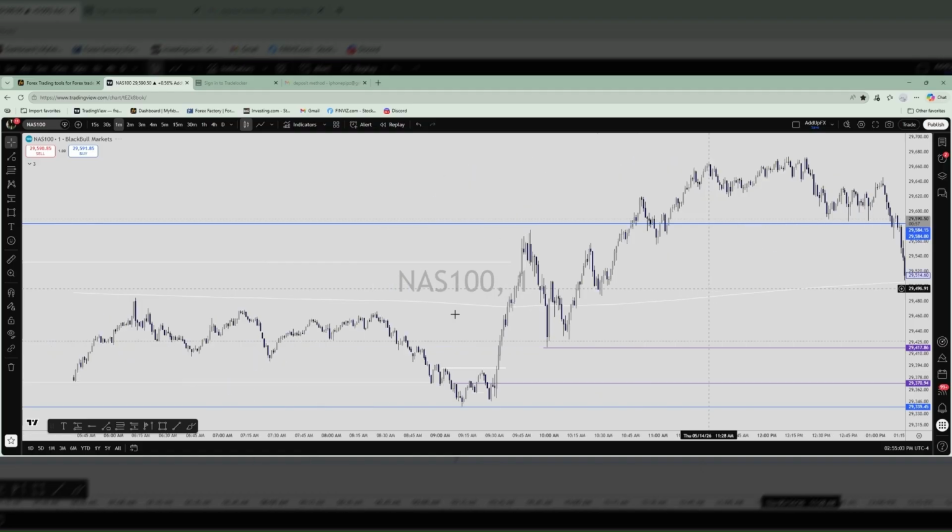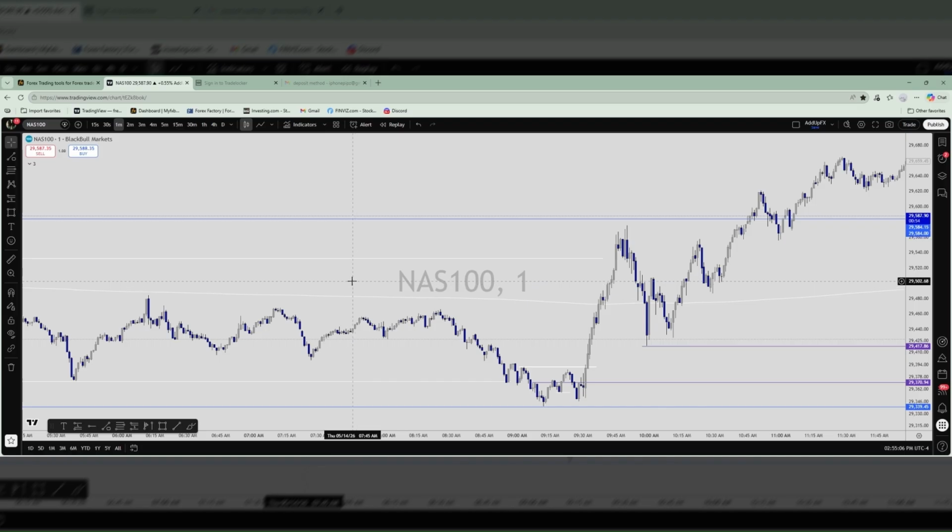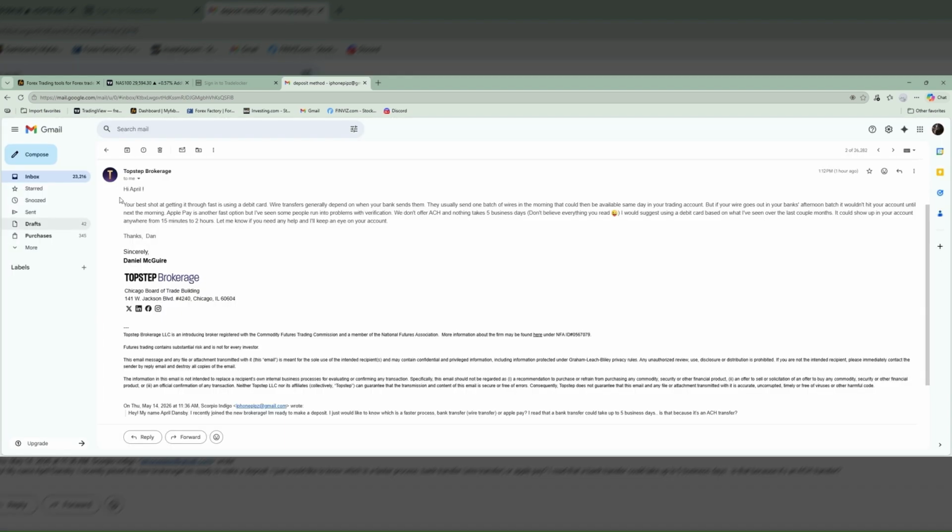So that was today for real. In other news, I got approved for Top Step brokerage, and I asked them what was the best method to do my deposit, and they were saying debit. So I pulled that up, and this is their response to my question: your best shot is debit card.